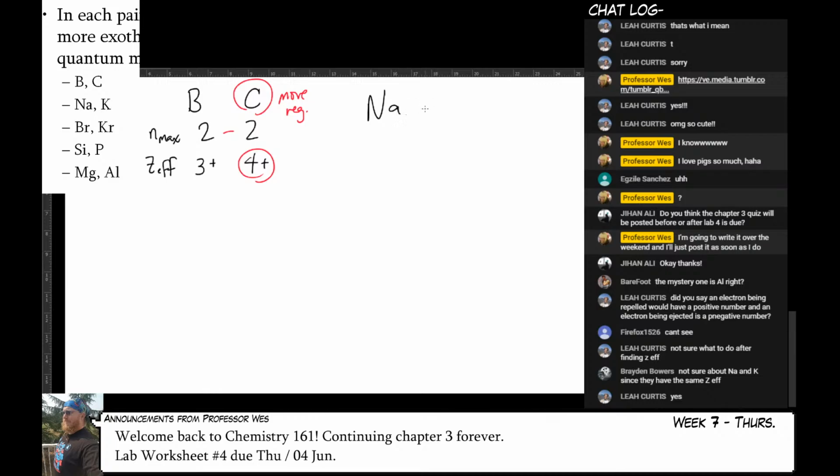Let's do the next one. Sodium or potassium? There's our N max. Here's our Z effective. We're both going to be equally attracted to a +1 nucleus. But which one is the electron going to fall further to, n equals 4 or n equals 3? Well, if it's going to fall further, it's got to go to a lower energy level. So this one should be the more negative electron affinity. And if we look at it, they are within 5 of each other, but sodium is more negative.